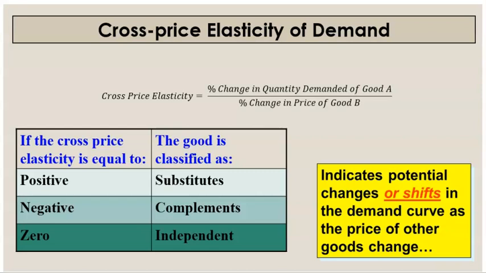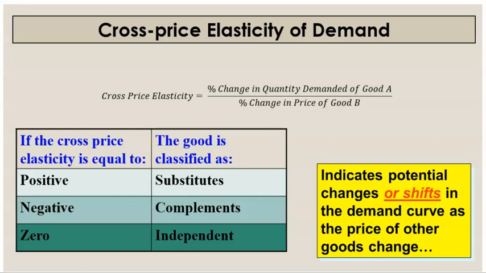Substitute goods are always positive because when the price of a substitute good increases, the demand for the other increases. So this would show a shift in the entire demand curve as the price of other goods change.